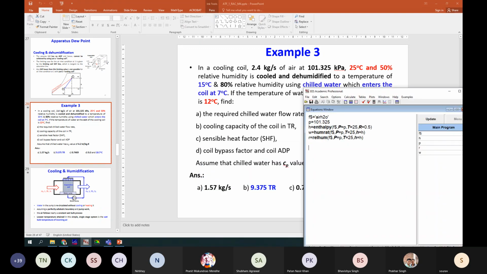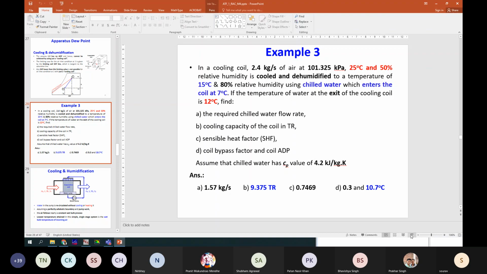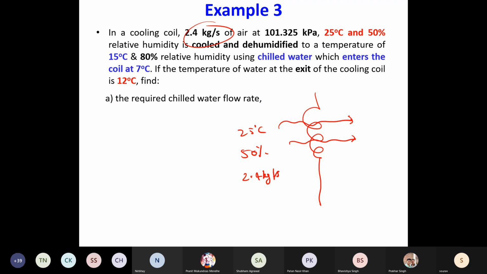So now let's come back to this problem. How do we solve this problem? What is the required chilled water flow rate? First, always draw the schematic of whatever is given. You have a cooling coil through which air passes. Air inlet condition is 25 degrees C, 50% RH, and mass flow rate is 2.4 kg per second. Nothing is given, so assume this to be the dry air flow rate. That is the default condition that we use.